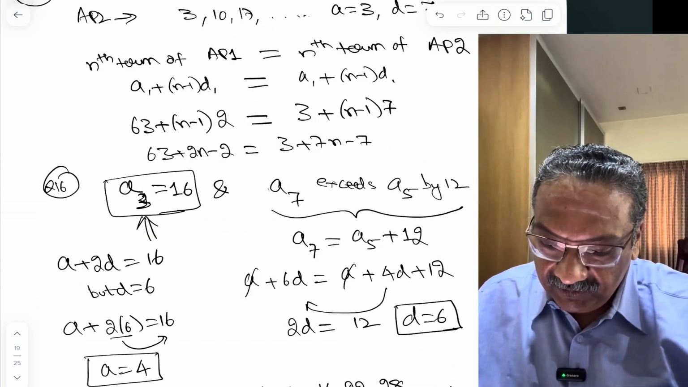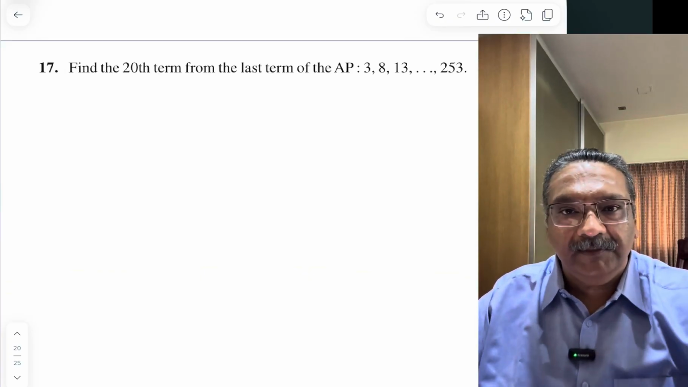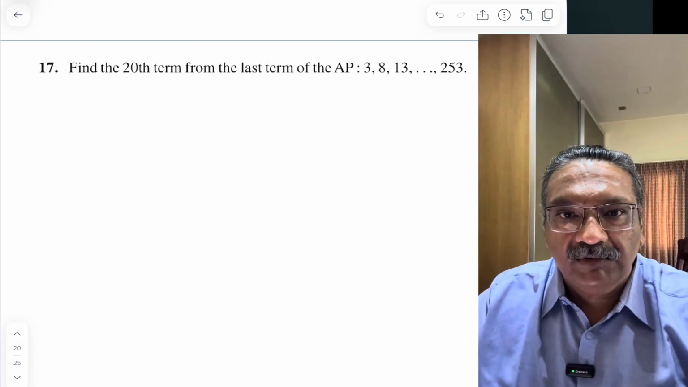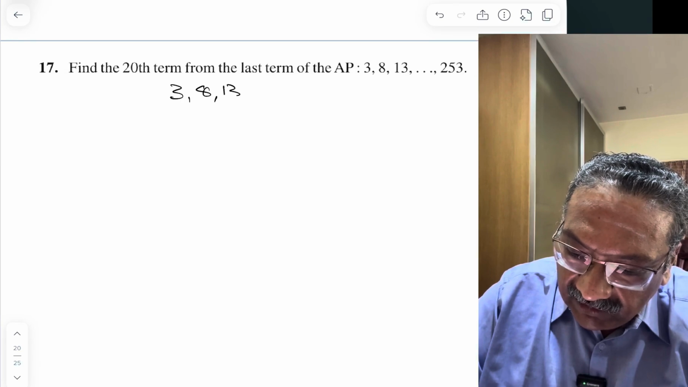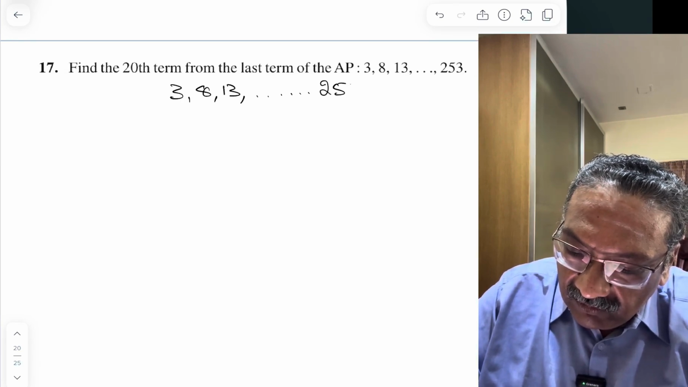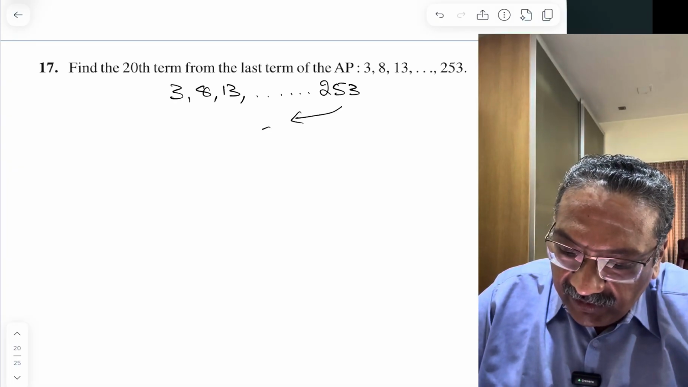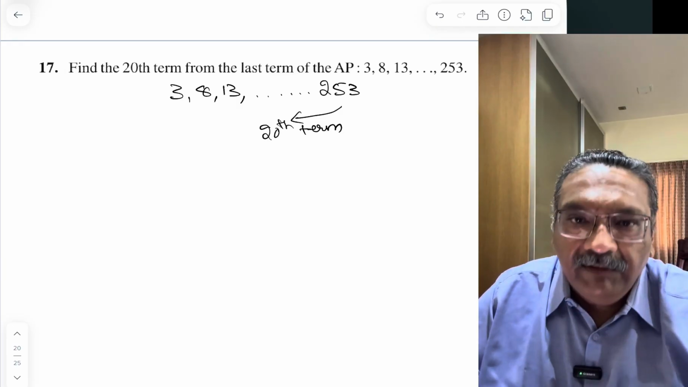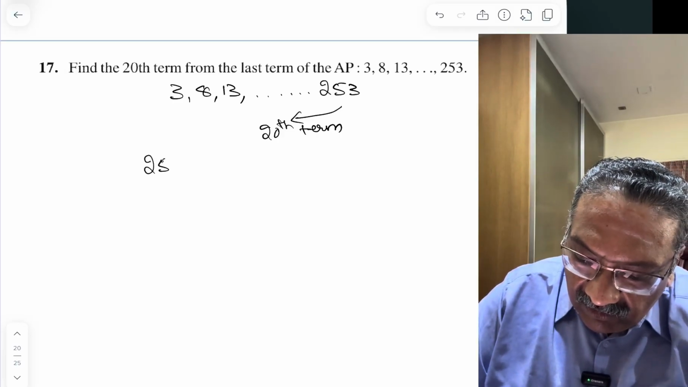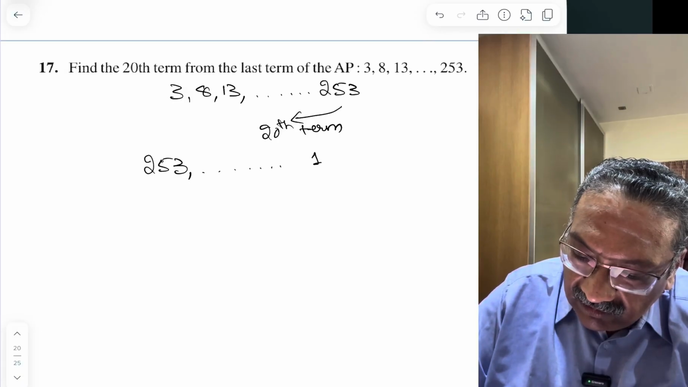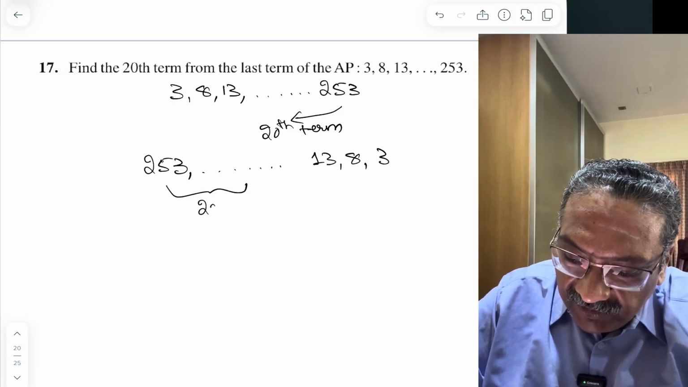Okay. Let's come to the 17th question. Find the 20th term from the last term of the AP. So from the last term of the AP, we need to find the 20th term. How do we solve this? We have the AP 3, 8, 13, and so on. See, now what I will do in this question is, we want the 20th term from the last. So I will flip the AP. I will write this AP as 253, 13, 8, 3.